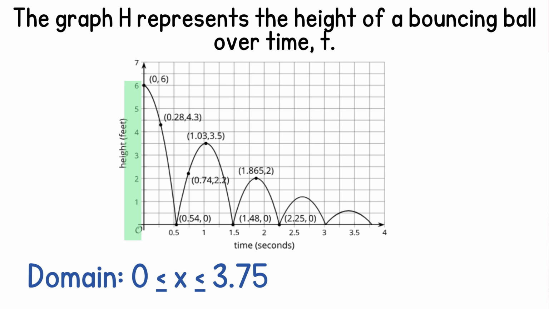Now let's look at the range of the function. When we look at our y-axis, the highest point that our ball reached was 6 feet when it was dropped, and the smallest height it reached was 0 when it stopped bouncing. So our range will be all values of y between 0 and 6.